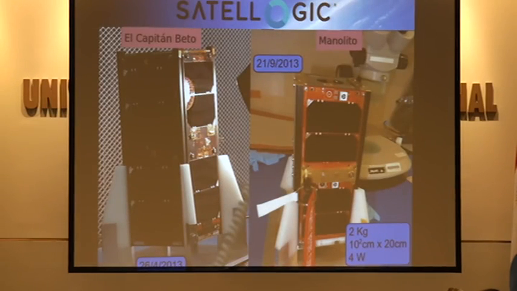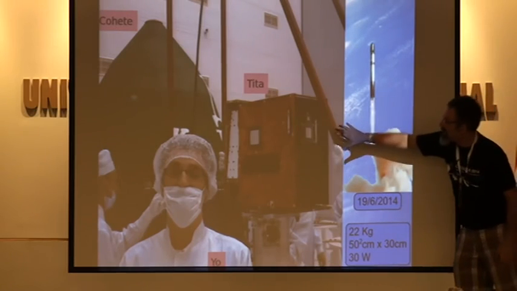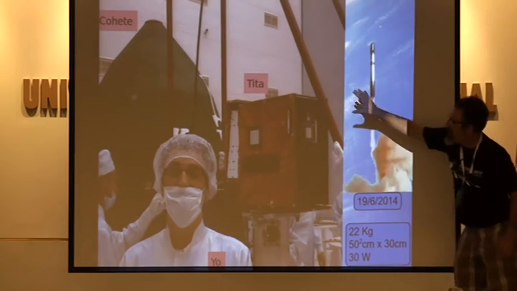So these are the two first satellites, as I said, 20 by 10 by 10 centimeters. The second one is a bit bigger. That's a full scale, like that's a picture. So that's a satellite, that's Tita. Okay, that's me, and that's the rocket where we put the satellite.